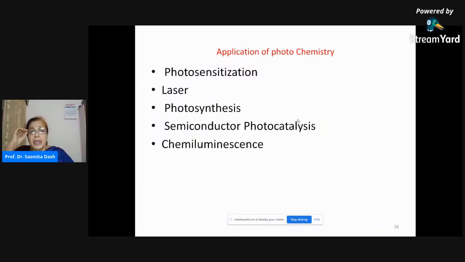There are numerous applications of photochemistry. They are a boon to today's mankind. We will discuss only the important five or six among them. So let us start with photosensitization.